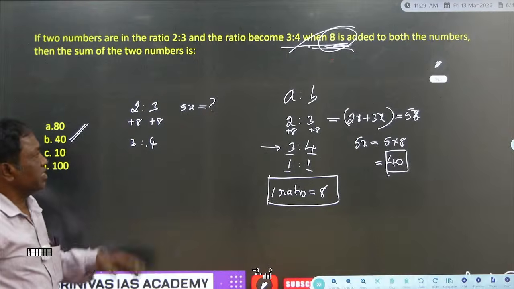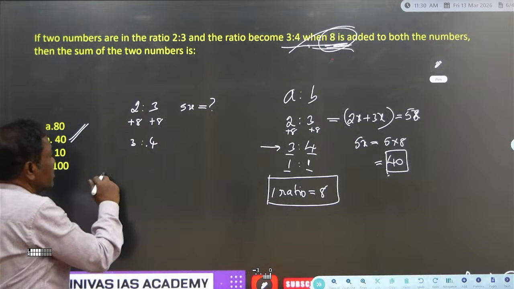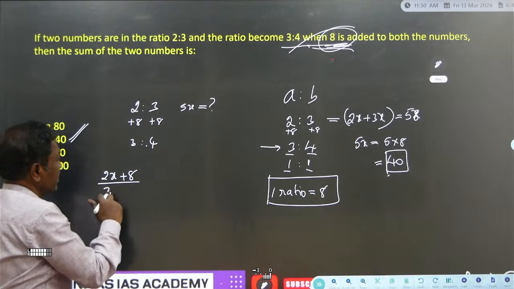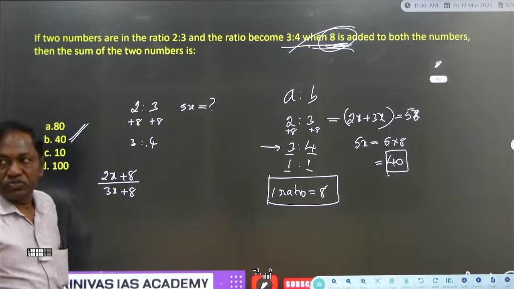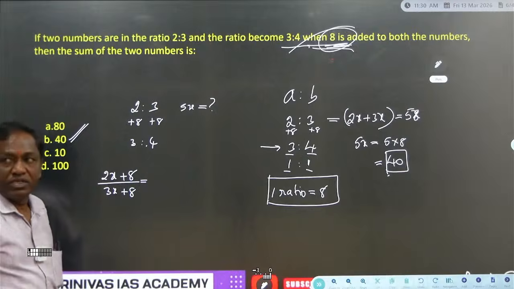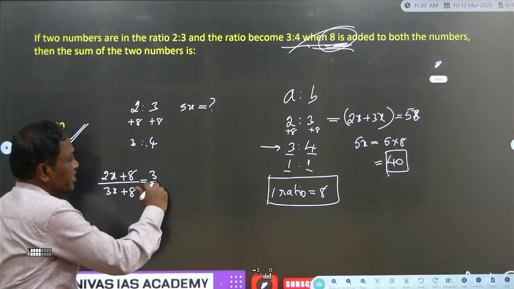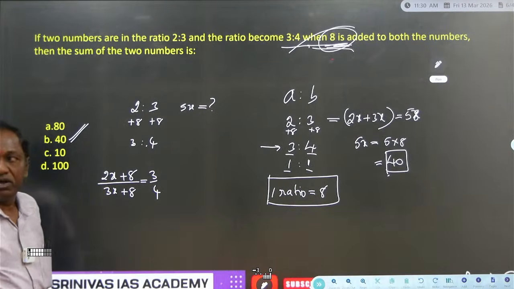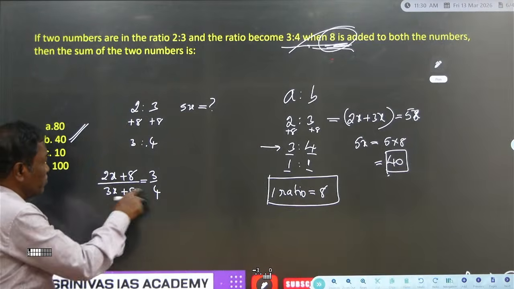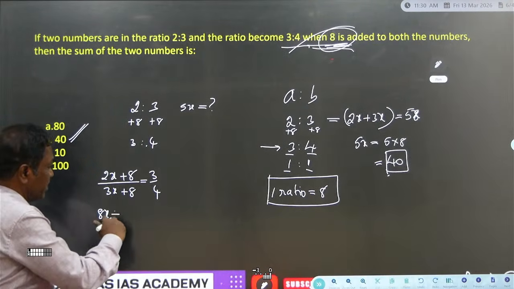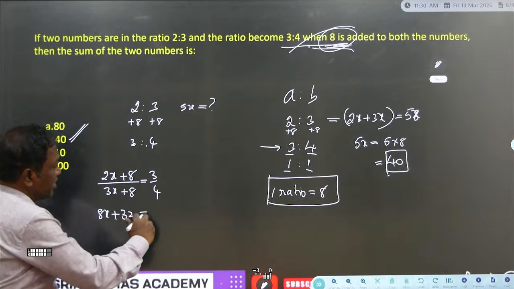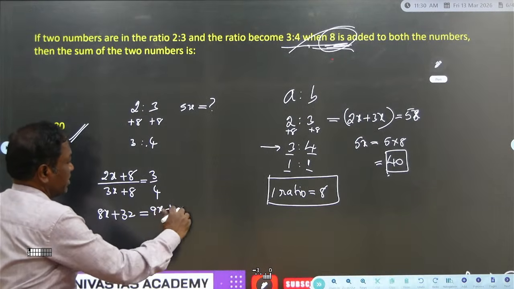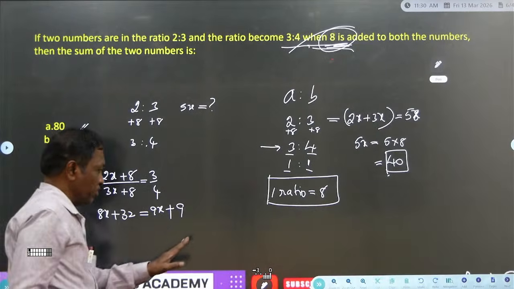The entire question content is taken. Now we can see 2x plus 8 by 3x plus 8 ratios equals 3:4, which means you can say 3/4. Cross multiply. LHS equal to RHS. Cross multiply: 4 into 2, 8x, plus 4 into 8, 32, equals 3 into 3, 9x, plus 3 into 8, 24.